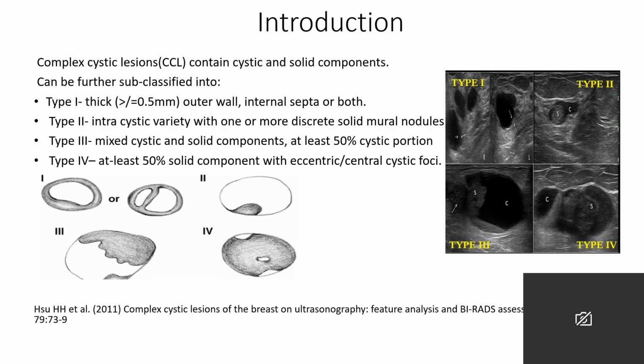Introduction. Complex cystic lesions contain cystic and solid components. They can be divided as type 1, which has a thick outer wall and internal septae, or both. Type 2 is the intracystic variety with one or more discrete solid mural nodules. Type 3, mixed cystic and solid components with at least 50% of it being cystic portion. Type 4, at least 50% of the solid component should be there with eccentric or central cystic foci.